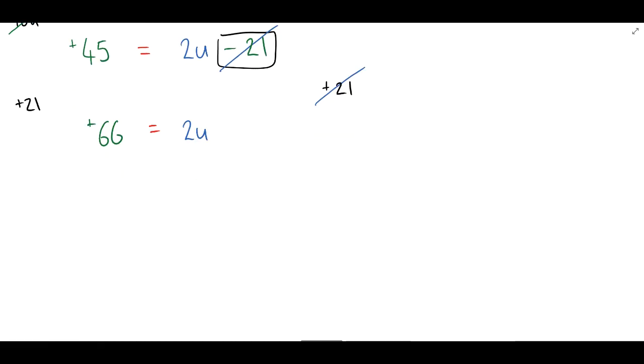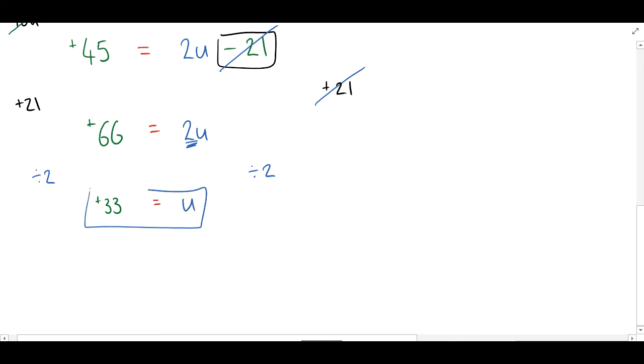Then finally, just to finish off the equation, I want two lots of a number equals 66, so to find out what one lot of that number is, we're going to divide by the number in front of the letter, and therefore positive 66 divided by 2 gives you positive 33, and then two lots of u divided by 2 will give you one lot of u, or u. So my answer is 33 equals u, or u equals 33. Either is acceptable.